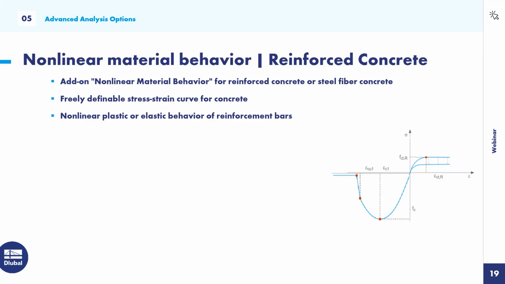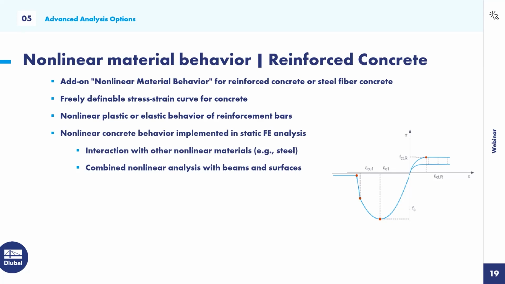Very good behavior for some load history, which we need, is that we are now able to consider also the nonlinear plastic behavior of reinforcement bars. In RFEM 6, it is now really possible to have a load history. And the nonlinear calculation is implemented now in the main calculation, in the static finite element analysis, and also in the main program. It is not in the add-on for surfaces or members, so it's really in the main finite element analysis, and so you are able to interact with other nonlinear materials, for example for steel, masonry, and so on.